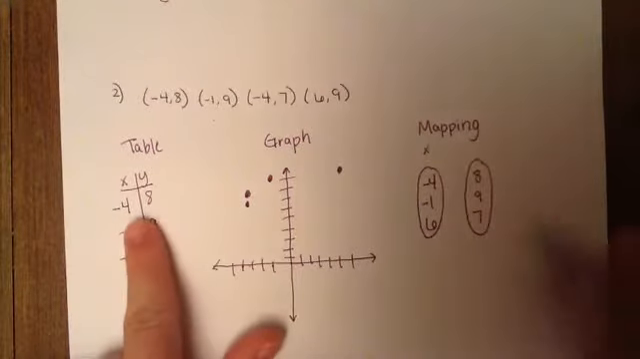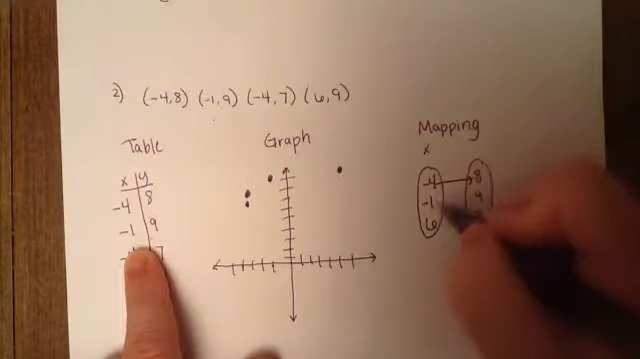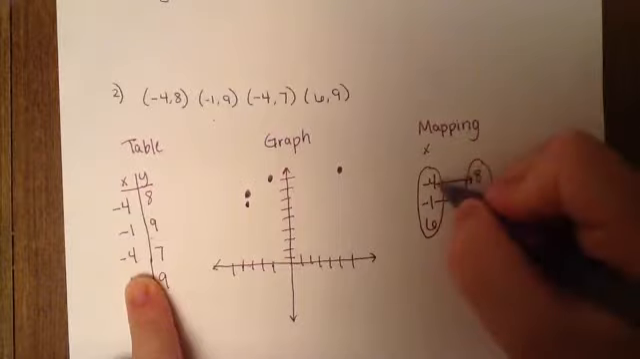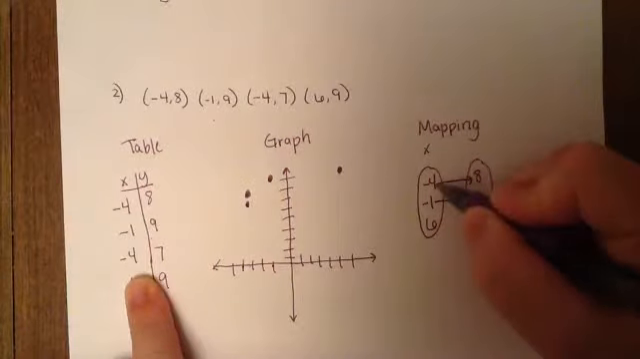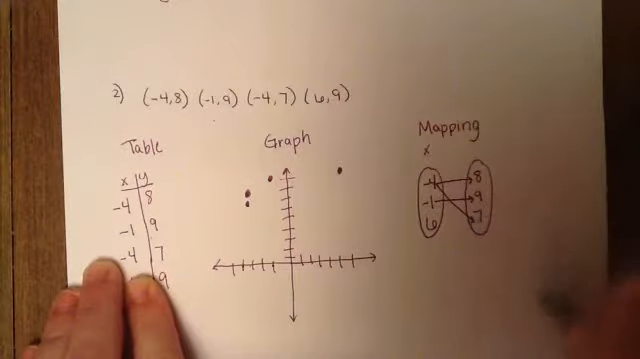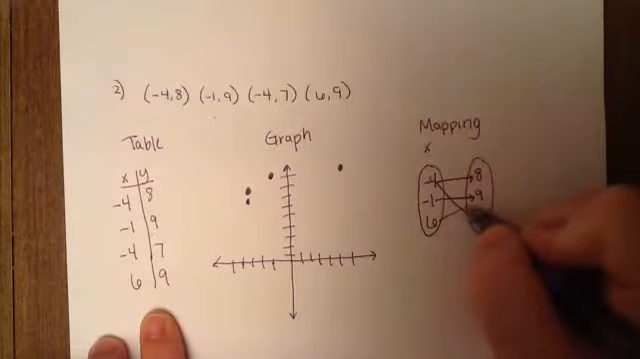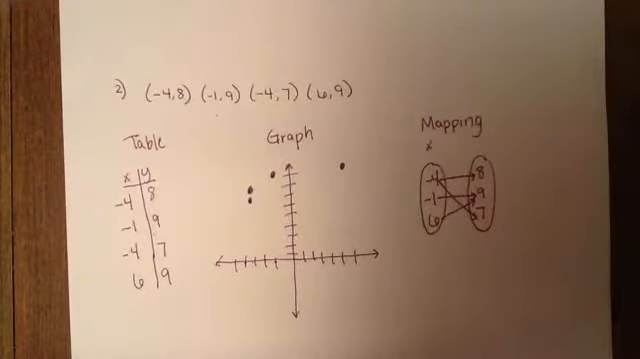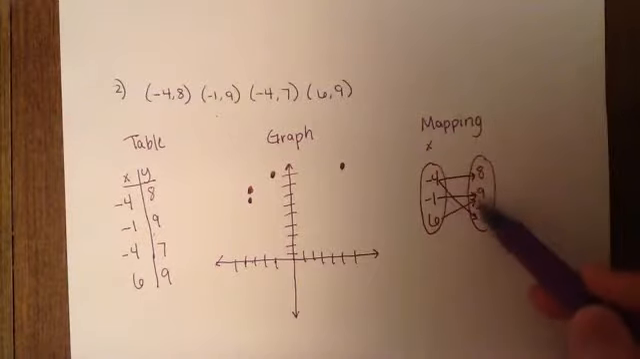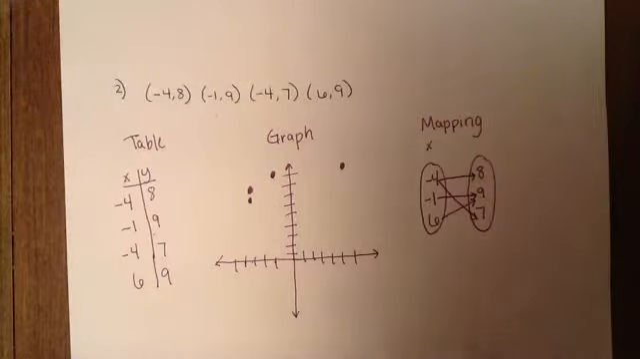So go ahead and connect. -4 goes to 8. -1 goes to 9. -4 goes to 7. So I'm going to go back to this -4, and it's going to have another arrow coming out of it. And 6 goes to 9. So some of them here have 2 arrows leaving. The 9 has 2 values going with it because there are 2 9s here. Nice job.